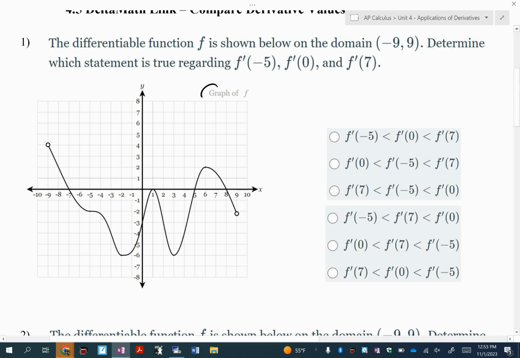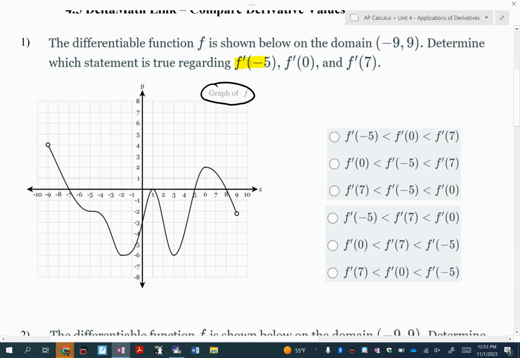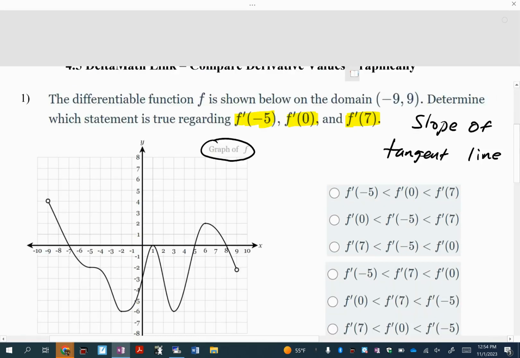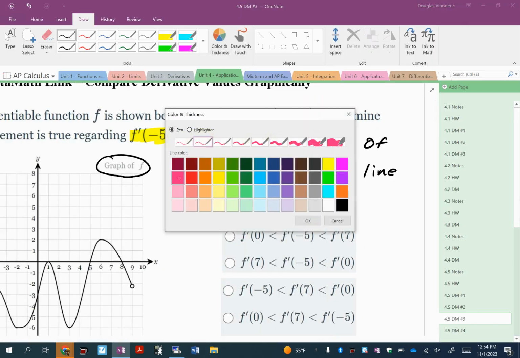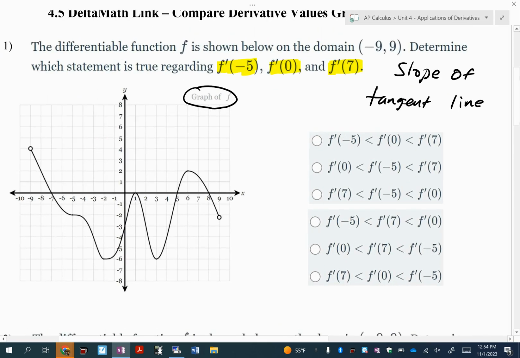The original function. So when it says to find f prime evaluated at these x values, you should be thinking what in your brain? The slope. You should be thinking slope of tangent line. If you know this, then you should have no issues with this. I'm hoping this will be a strong effort to start us off before the next link is a lot tougher. Okay? So I'm going to go to -5.